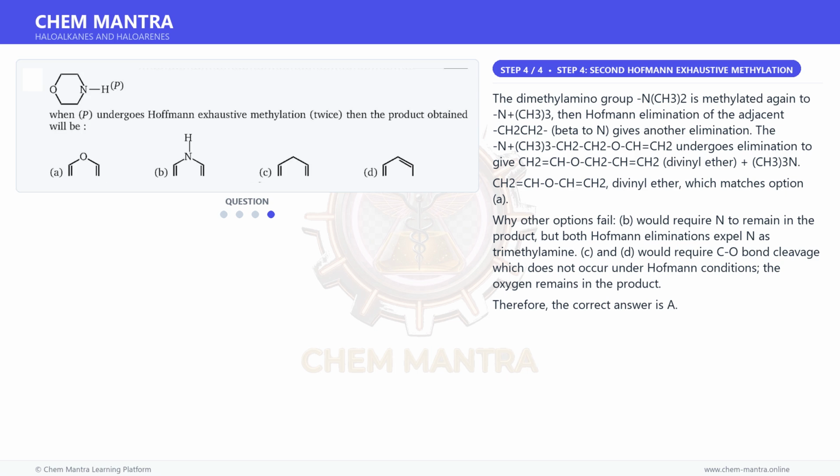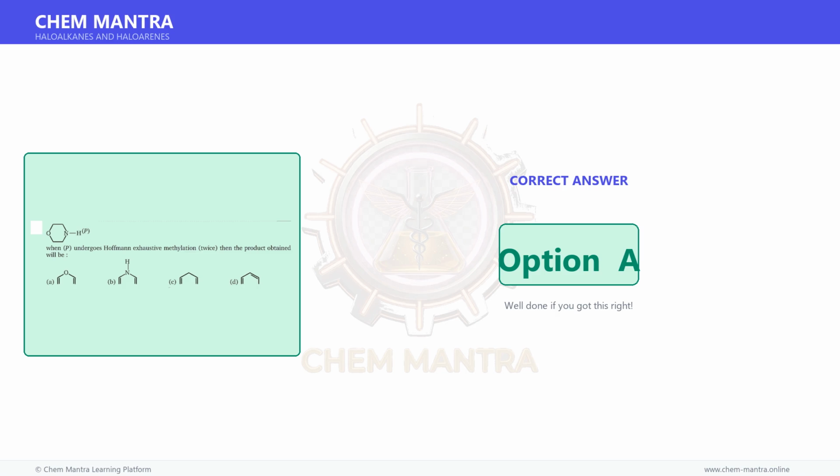Why other options fail? B would require N to remain in the product, but both Hofmann eliminations expel N as trimethylamine. C and D would require C-O bond cleavage, which does not occur under Hofmann conditions. The oxygen remains in the product. Therefore, the correct answer is option A.